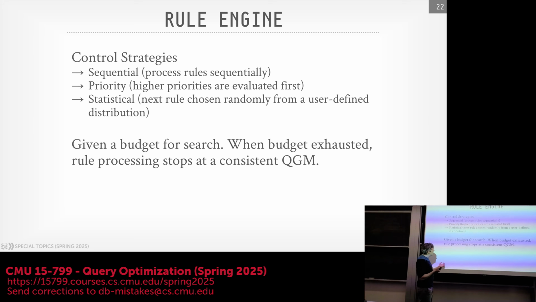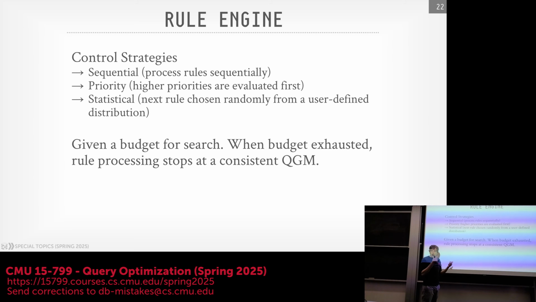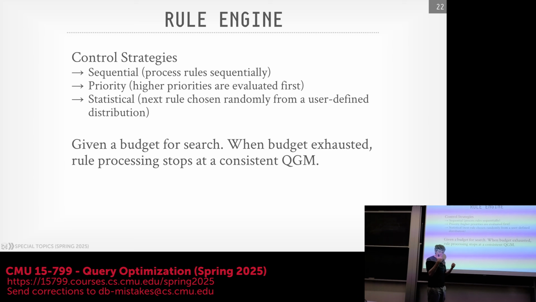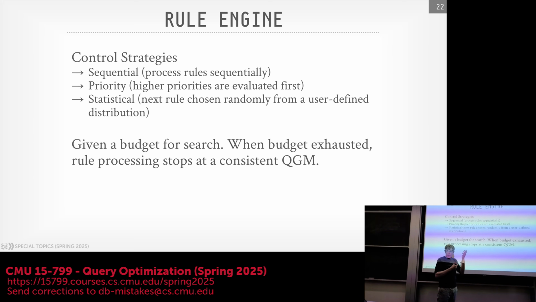And again, as I said, you're given some budget. The system is given some budget for how long they're allowed to search, or how many transformations or rules they're allowed to consider or apply. And then when that's done, the processing just stops. Because we have this guarantee that for any transformation a rule does in the rewrite phase, the input is a valid query graph model, and the output has to be a valid query graph model. That means we can terminate at any moment of the rewriting phase, and we'll be guaranteed to have a query graph model that we could then convert and run in its entirety.